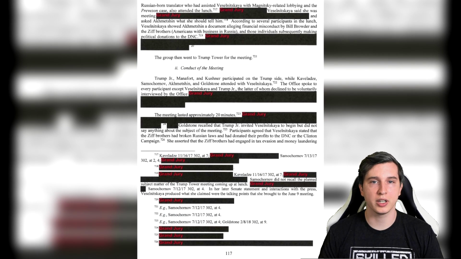Ultimately, the meeting turned into kind of a bait and switch, and it was really low-grade dirt that they weren't interested in, and they talked about the Magnitsky Act a lot. In the report, interestingly, it talks about how Donald Trump Jr. was bored, it was a waste of his time, he played on his phone a lot, and they tried to get out of there. So it was kind of a bait and switch, even though he was initially very excited about potentially getting some damaging information on Hillary Clinton.